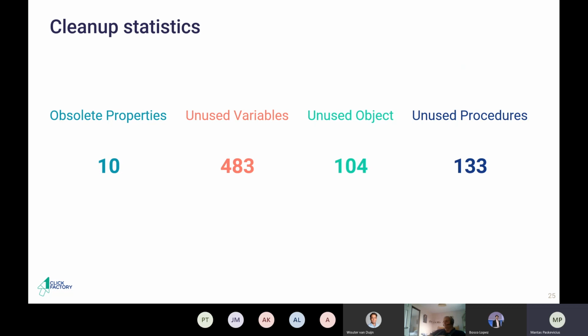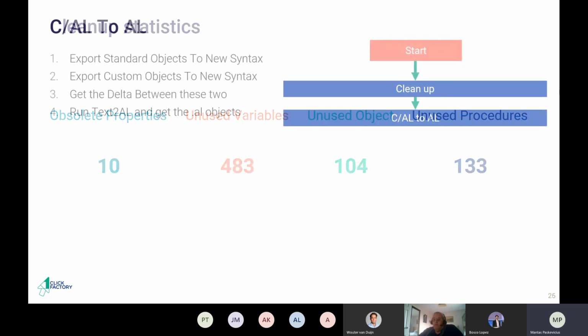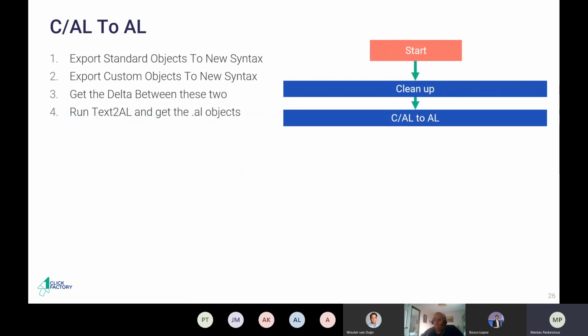So let's say that we have done the cleanup on the bicycle company. The next step is to look at what we need to do next. The next part is transforming our CAL solution to AL. And this is done in 4 parts.